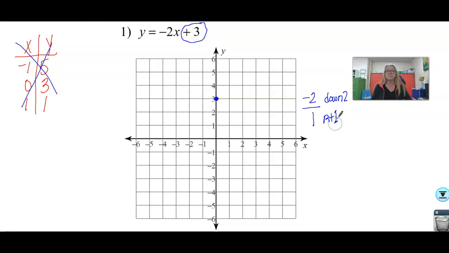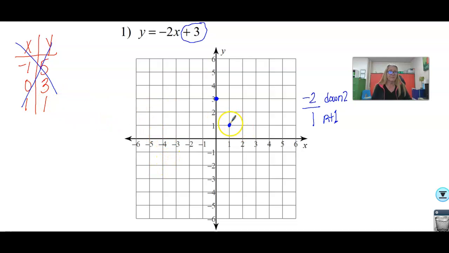right, the number 1. So if you start at this point, now don't start at the origin, that's not right. You have to start at the y-intercept point, and you go down 2 and right 1, you'll get a second point. Do you remember we graphed 1, 1?